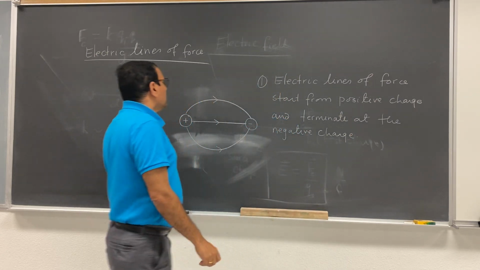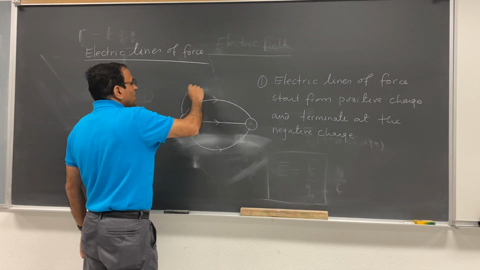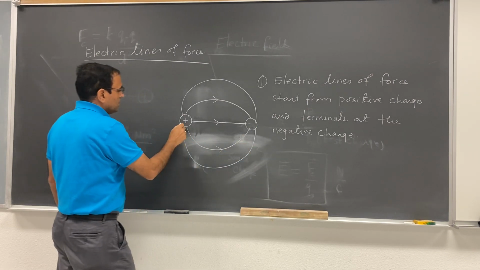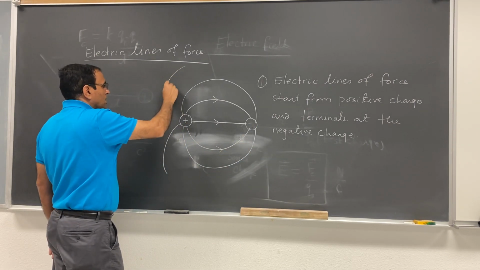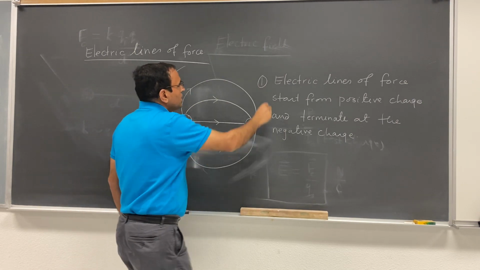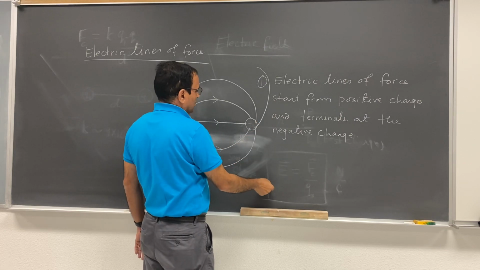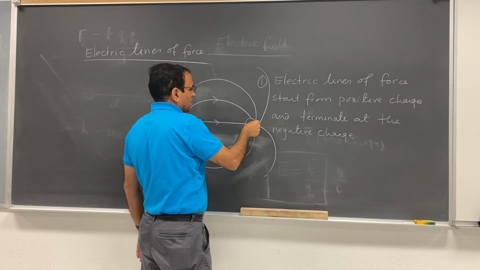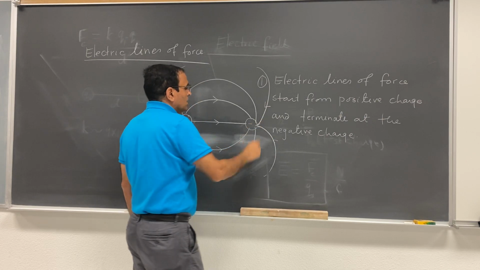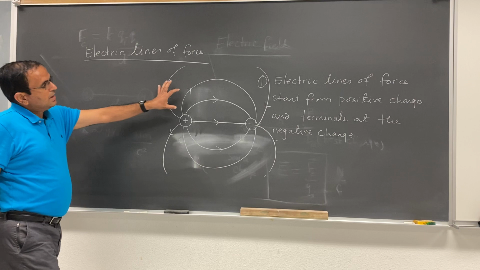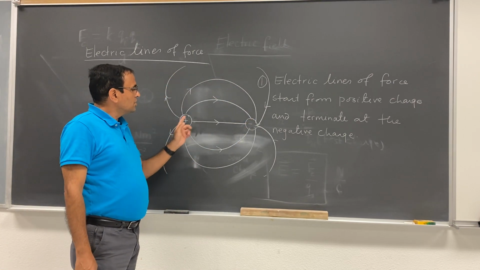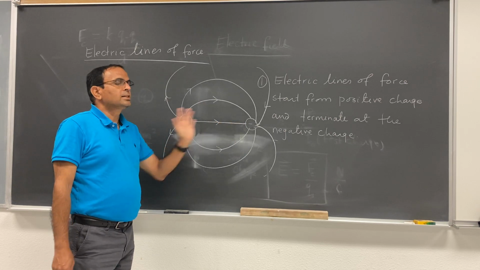I already mentioned that if you want, you can draw many electric lines of force like this. You can even draw this way. Don't forget to give the arrow, and here you can draw like this. So these are the electric lines of force, and you see two charges, plus and minus, equal and opposite. This is an electric dipole.